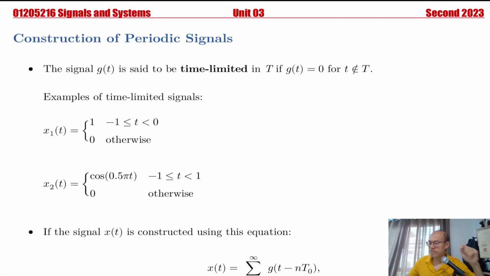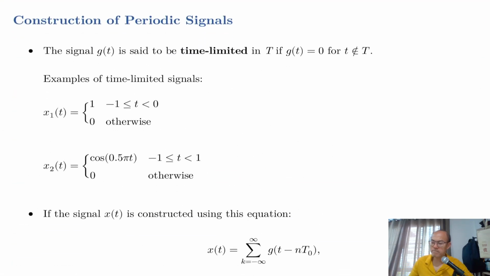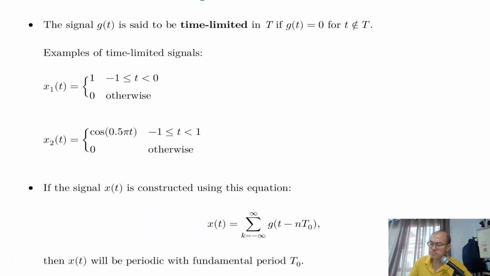Now, the last one for today is the construction of periodic signals. The signal g of t is said to be time limited in T if g of t is equal to 0 for t not in the interval T. So let's see, for example, here, this is a time limited signal.